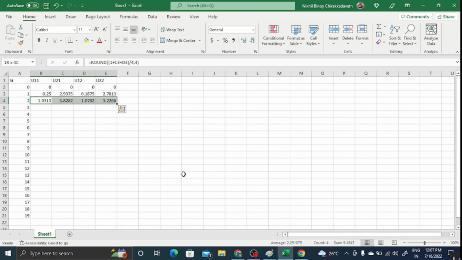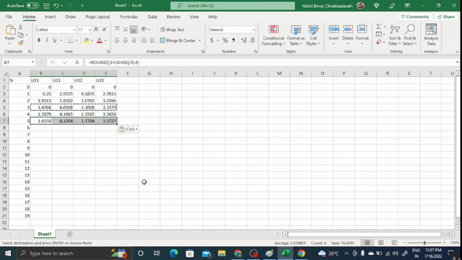And after the third iteration, we have U11 equal to 1.4766, U21 equal to 4.0408, U12 equal to 1.3008, and U22 equal to 3.3379. Now, after the fourth iteration, we have U11 equal to 1.5879, U21 equal to 4.1065, U12 equal to 1.3565, U22 equal to 3.3658. So this one is not converged, so we have to continue it.